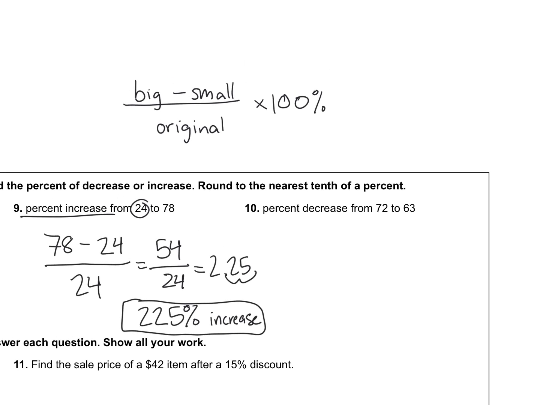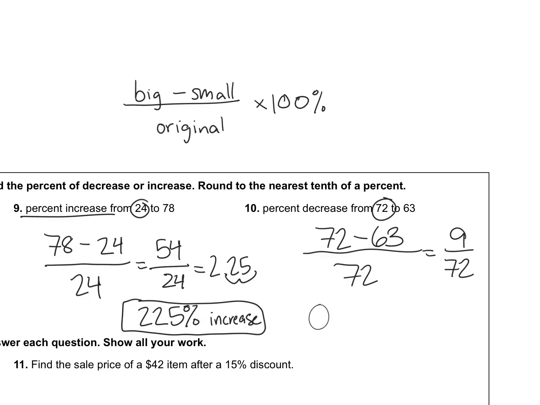For number 10, my greatest value is 72, my least is 63, my original was 72. That'll leave me with 9 divided by 72. 9 divided by 72 gives us an answer of 0.125. I'm going to multiply this by 100% or move my decimal to the right twice, and I get a percent of 12.5%.